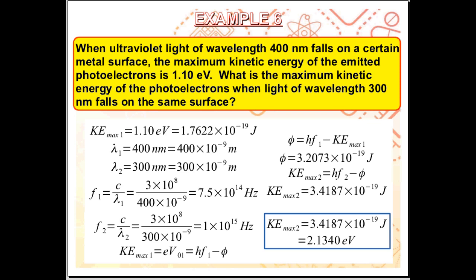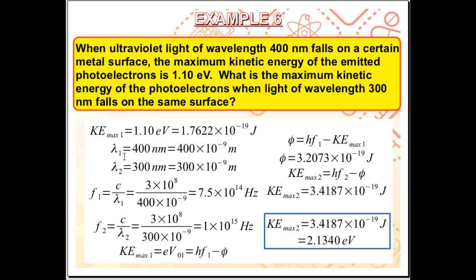So given the kinetic energy for the first case, for the first light, 1.10 electron volts, or 1.7622 times 10 to the negative 19 joules. For the first light, we have the wavelength lambda 1, 400 nanometers, or 400 times 10 to the negative 9 meters. For the second light, wavelength lambda 2, 300 nanometers, or 300 times 10 to the negative 9 meters.